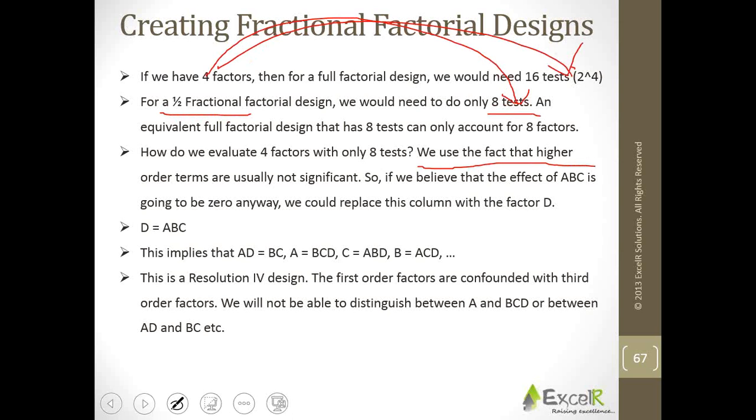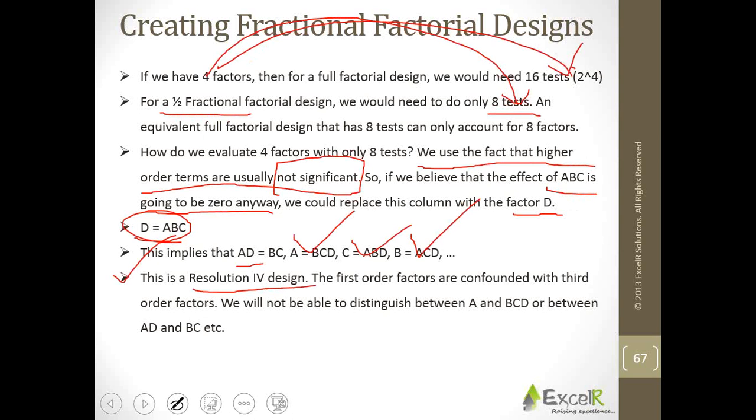We use the fact that higher order terms are usually not significant. When I say higher order terms, that means we believe that the effect of ABC is going to be 0, and we would replace this column with a factor called D. Now we will just term D as ABC. This implies that AD is equal to nothing but BC, and A is equal to BCD. In this way, you try to confound. This is called the confounding effect. And this is also called a resolution 4 design.